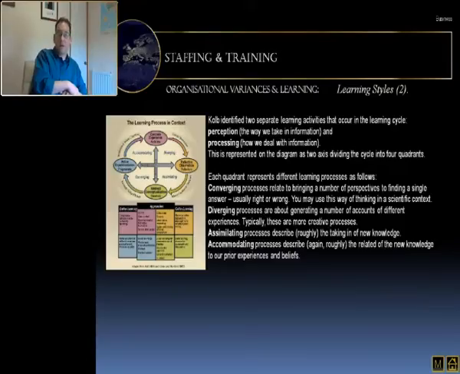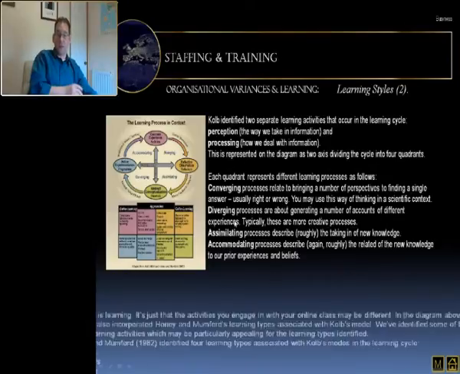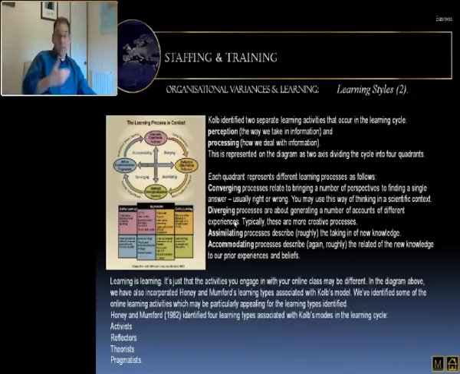Diverging processes are about generating a number of accounts of different experiences. Typically, those are more creative processes. Assimilating and accommodating. So explanations are there. Like I said, this is self-explanatory, so you can even walk yourself through.